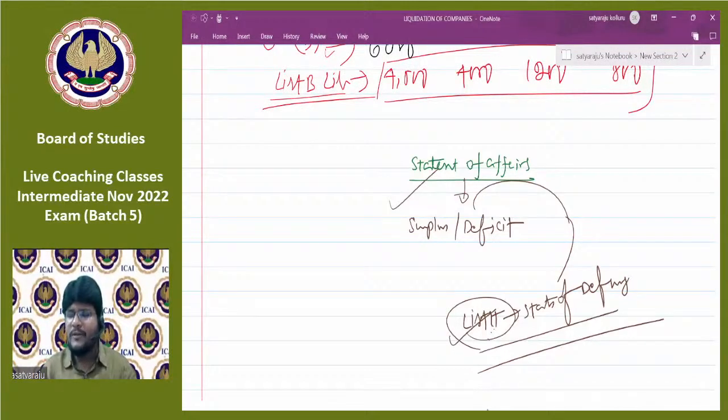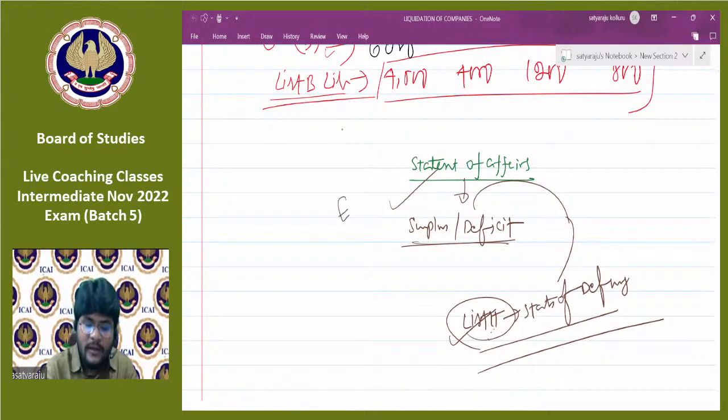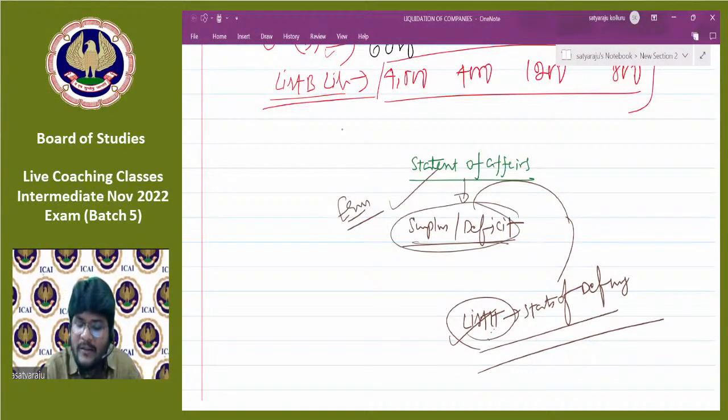Sir, one thing I am asking here, a quick question. The surplus or deficit, we are talking in whose point of view? Always the equity shareholders' point of view. Now, in the equity shareholders' point of view, how you are getting this surplus or deficit, we are going to explain through the statement of deficiency, which is called list H.